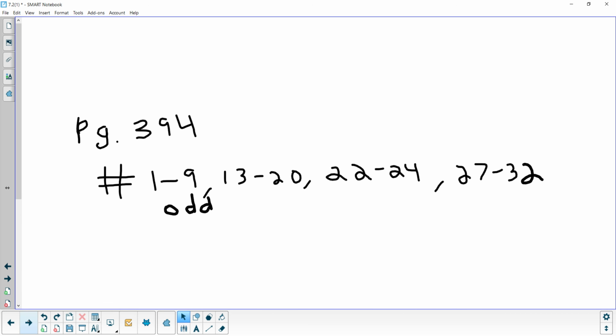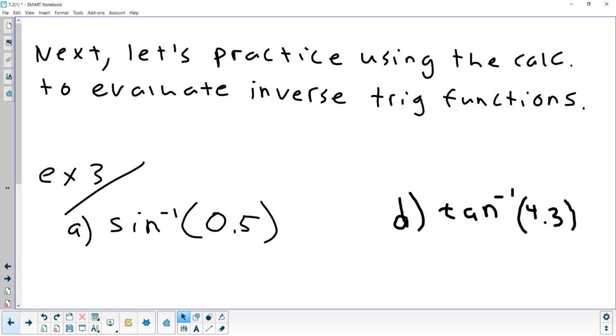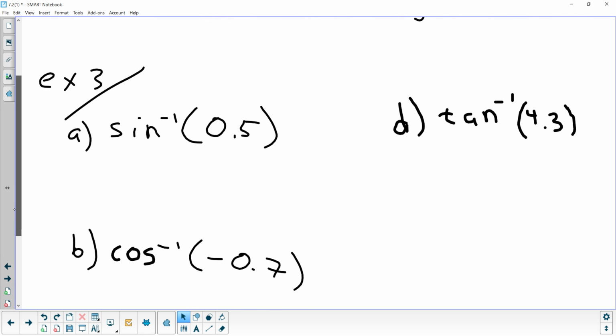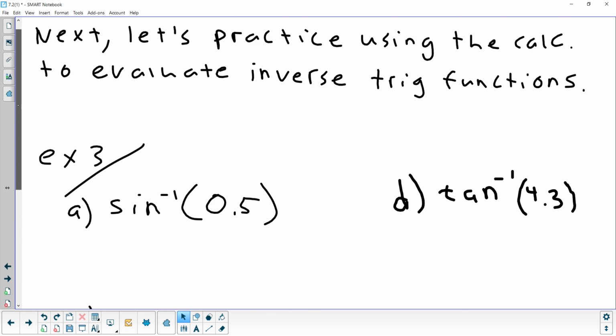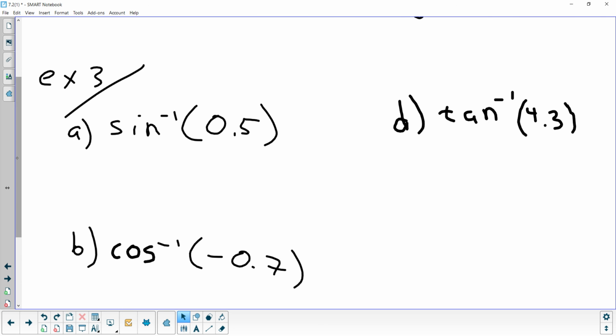All right, and last thing, kind of a review. We did this in 6.5, just practicing typing in an inverse trig function and getting the answer. Now remember, anytime you do inverse trig, you're solving for an angle. That's what inverse trig is used to do. So you have to pay attention to what the directions say. Do they want it in radians or degrees? These directions don't say, so I'm going to just pick degrees.